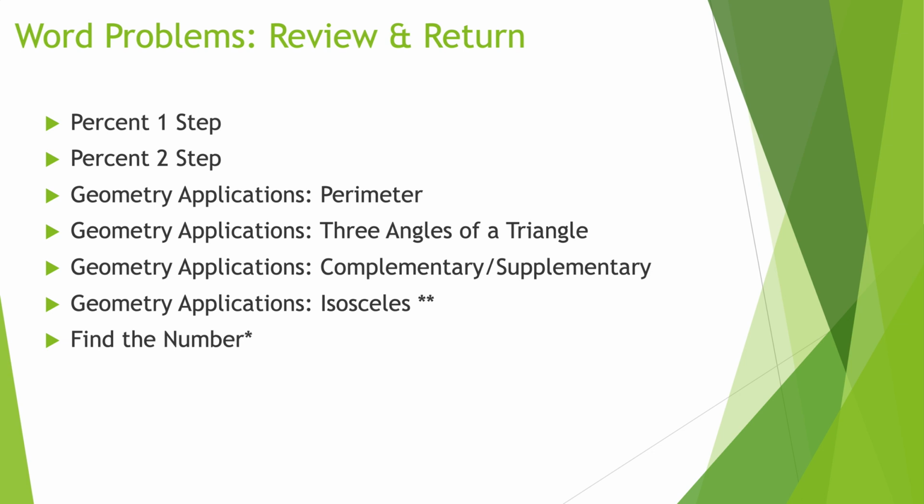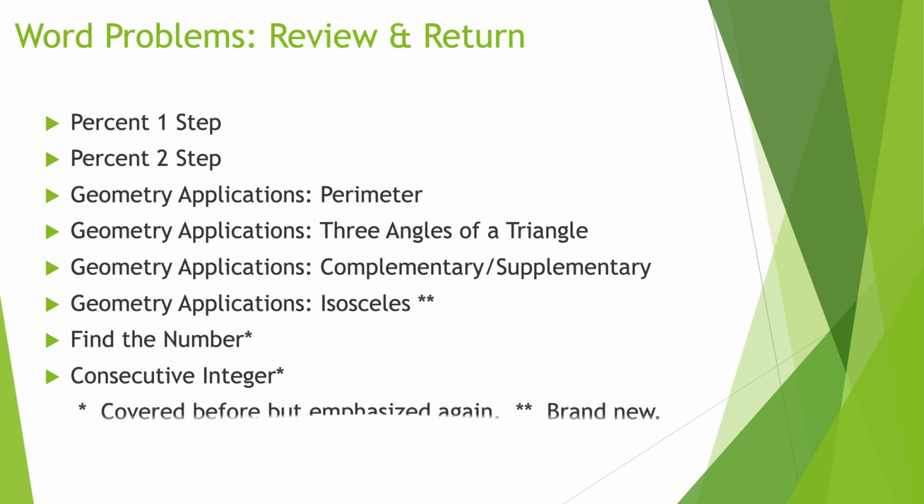Find the number kind of questions, which we did a while back, but we didn't hit the last two lessons, so we need to come back to them. And likewise with consecutive integer questions. One asterisk means we have covered it before, but we need to come back and emphasize it again. And two asterisks mean that it's a brand new lesson. Okay?